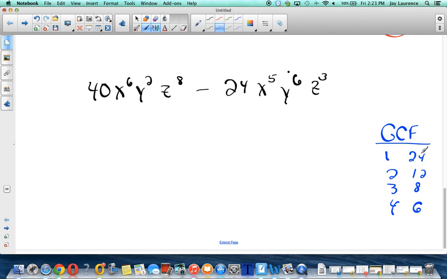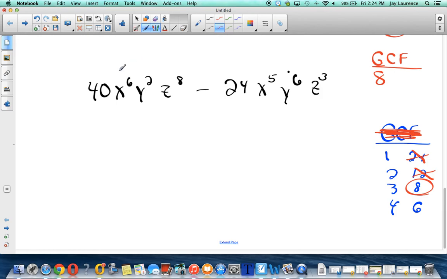So is 24 a factor of 40? Nope, it is not. Is 12 a factor of 40? 8 is a factor of 40. So my GCF, I guess I shouldn't write GCF there, sorry, is going to have an 8 in it.